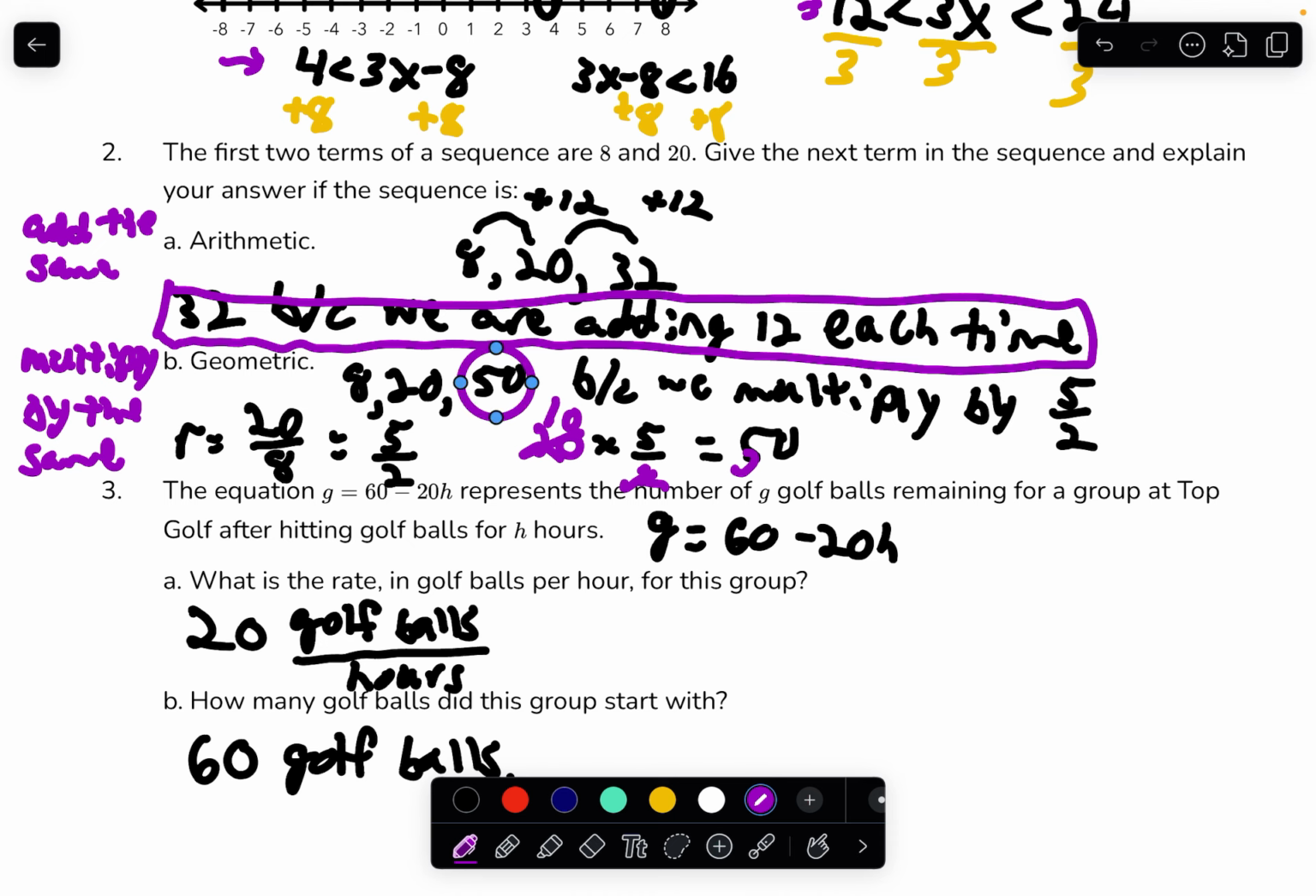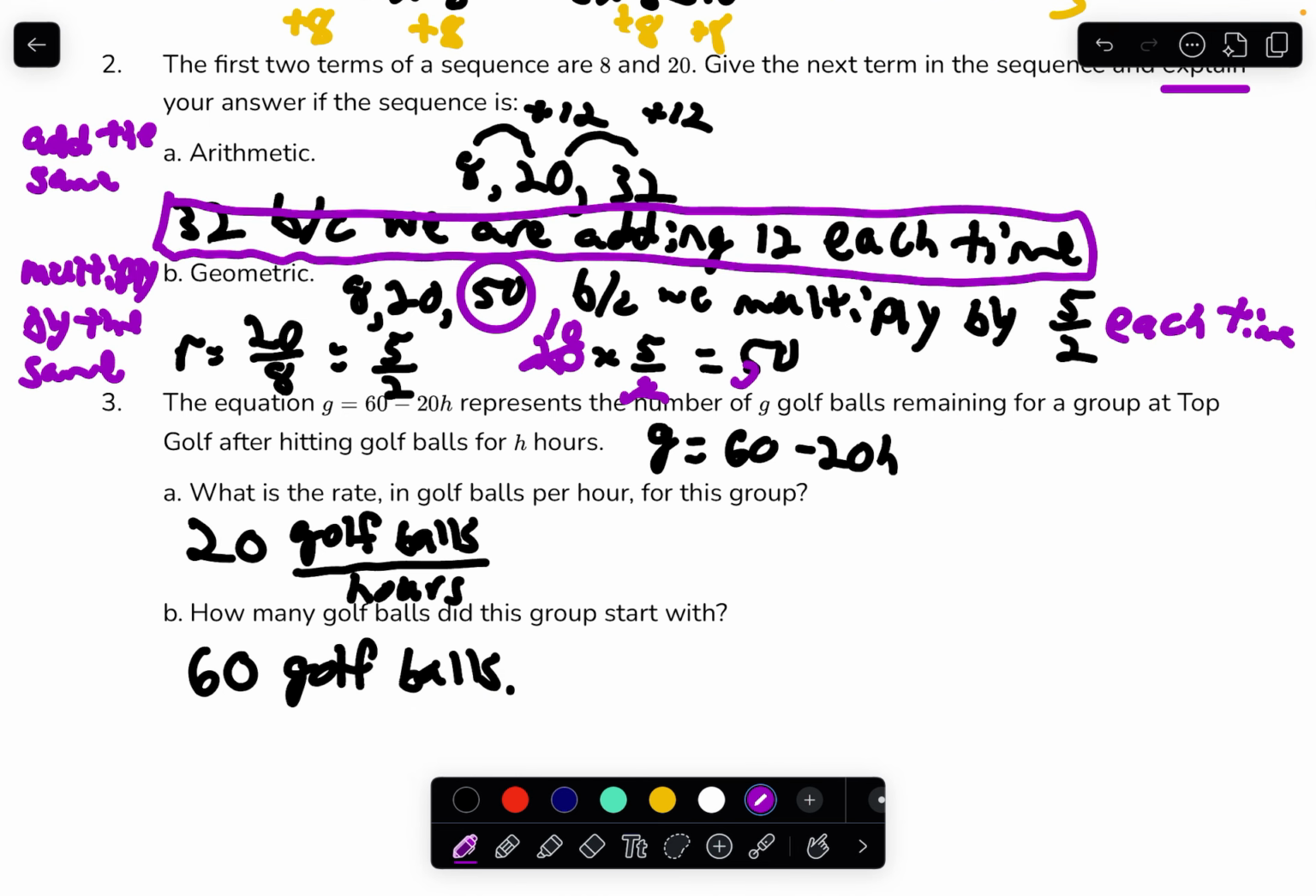And the reasoning, because it says explain, you'll lose half the points if you don't explain how you got it. You can get the right answer, but if you don't explain it, then you're going to lose some points. It's 50 because we multiplied by 5 halves each time. Okay?